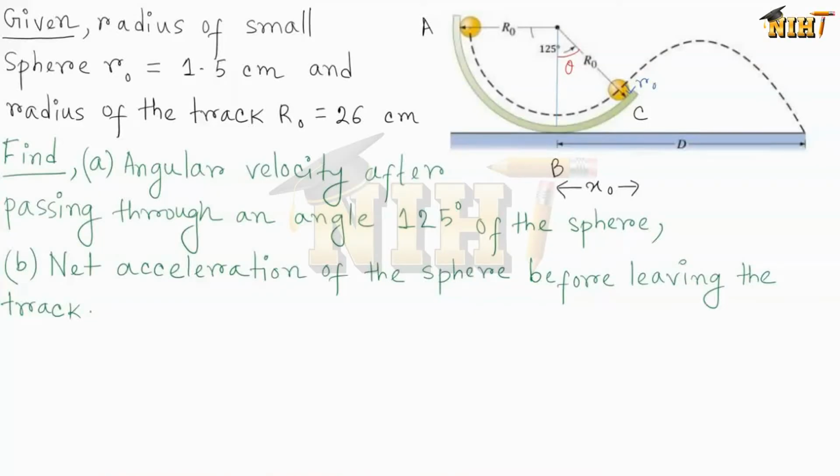In the question, radius of small sphere small r0 and radius of the track capital R0 is given. We have to find the angular velocity of the sphere after passing through an angle 125 degree and net acceleration of the sphere before leaving the track.